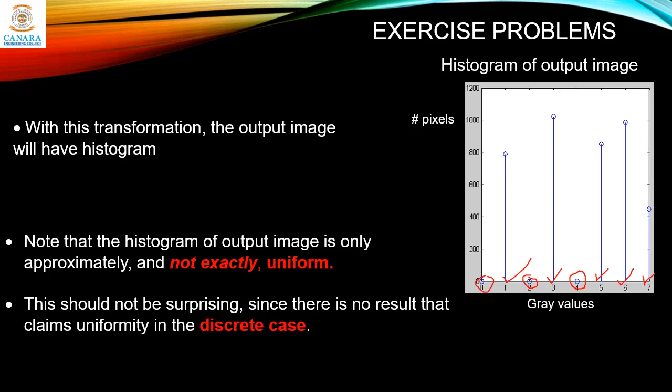You can see it's not a uniform distribution, and this is because we are considering a discrete case here, and in the derivation we considered a continuous case, and there is no result that claims uniformity in the discrete case. So this is okay for us. This is a discrete case and small variation like this is fine.